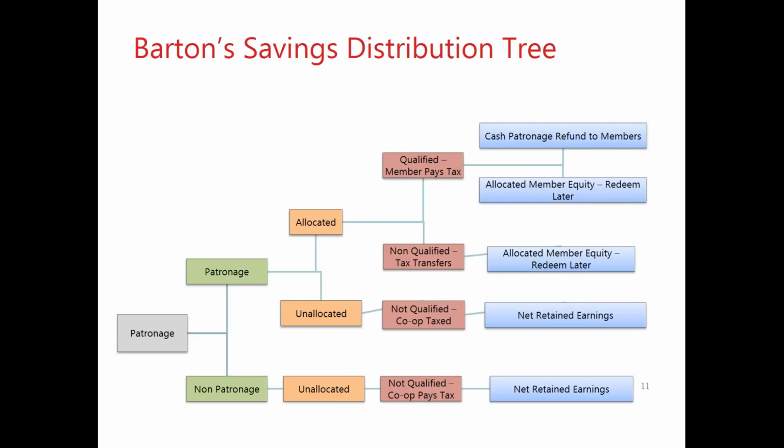And what you see here is how co-ops are going to make decisions about their savings. And that first gray bar there should not say patronage. I apologize for that. That should say net savings before taxes.